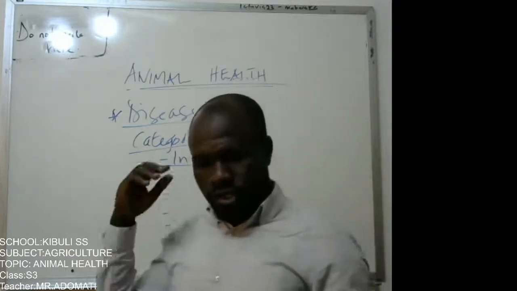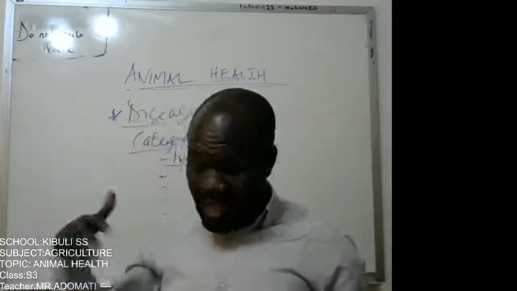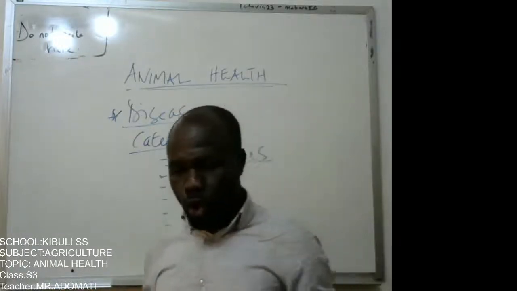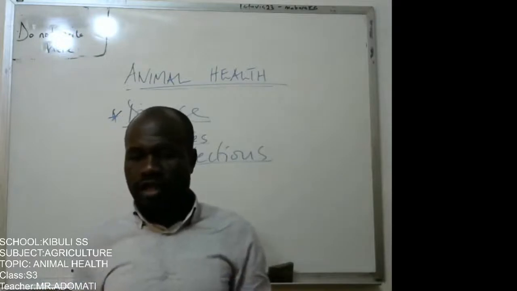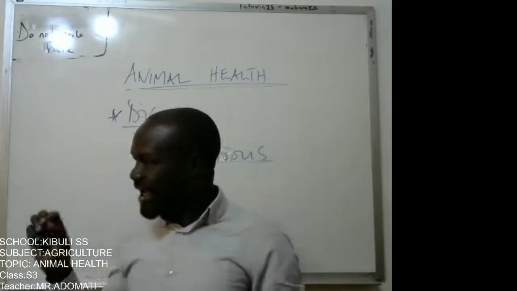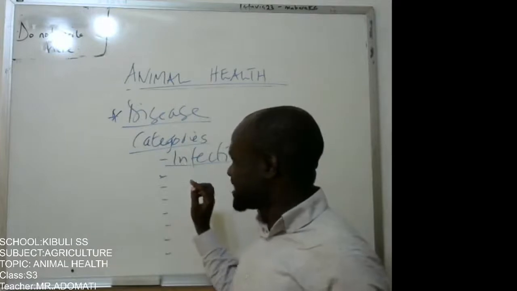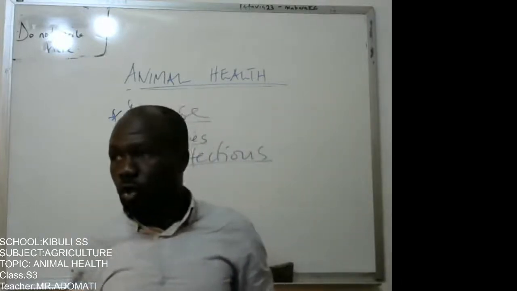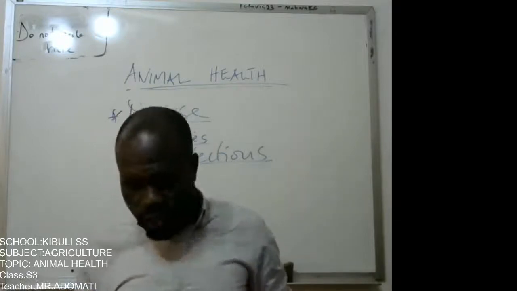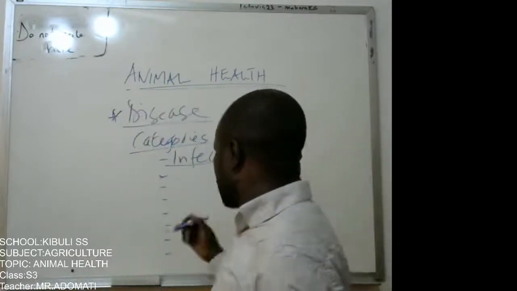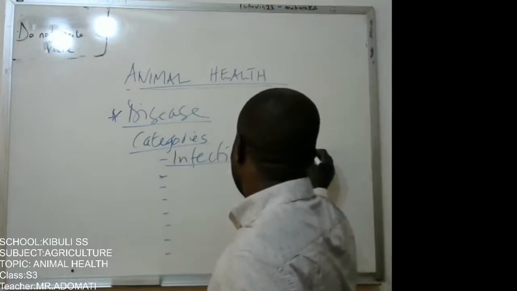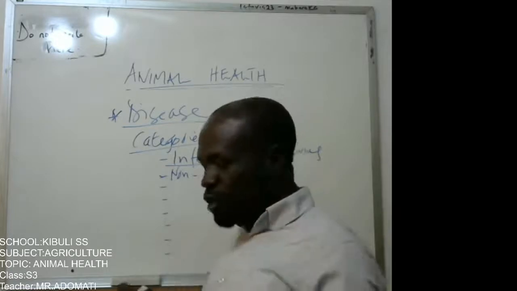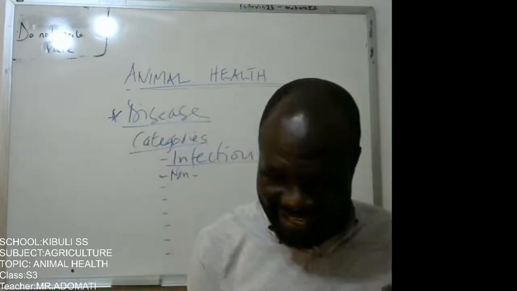So you should be asking your minds now, of the different diseases of animals that you know, which ones do you think are infectious? We are saying an infectious disease is a disease that is caused by a living agent. Now, after knowing what an infectious disease is, for the second category, we have what we call non-infectious diseases.